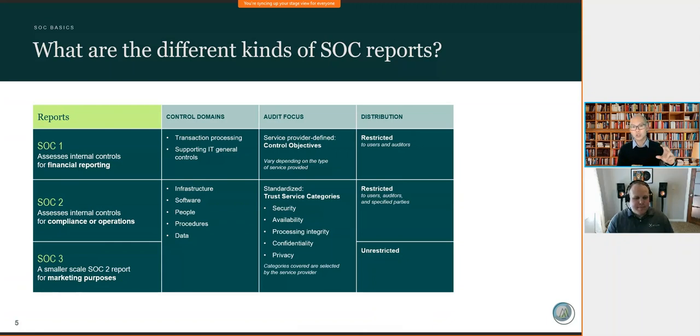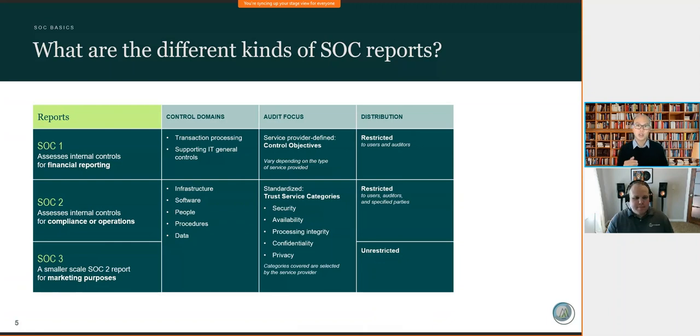It's really assessing the internal controls over financial reporting. So typically your financial statement auditor will want some assurance over those specific controls and those specific systems. And so it could cover some transactions that are getting processed along with the supporting IT general controls. And so we'll lay down all the control objectives that is going to vary depending on the type of service that you provide. Again, this is going to be a restricted report only to the users of the report and any auditors because of some of the sensitive information that's going to be on there.